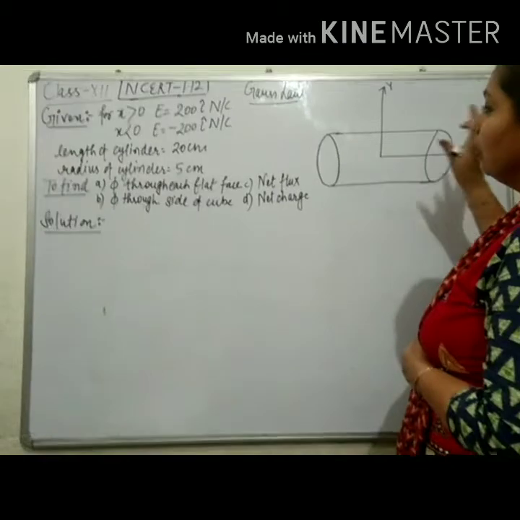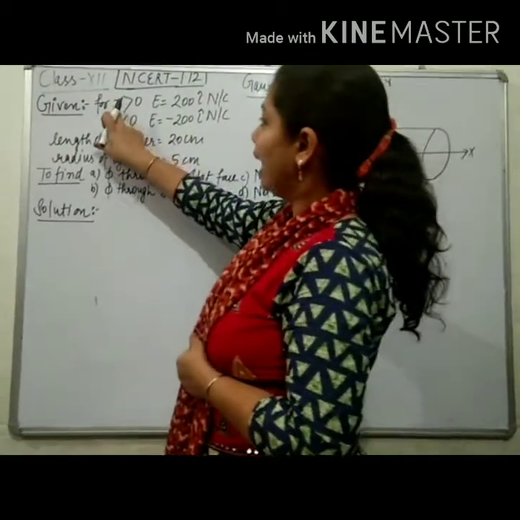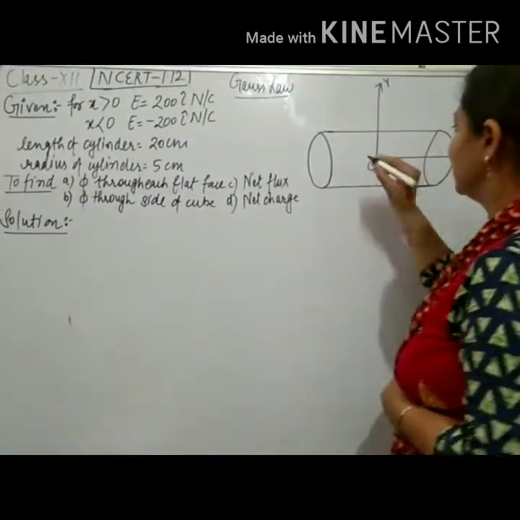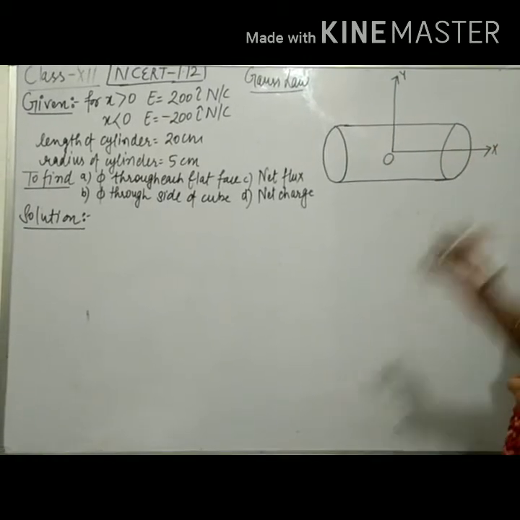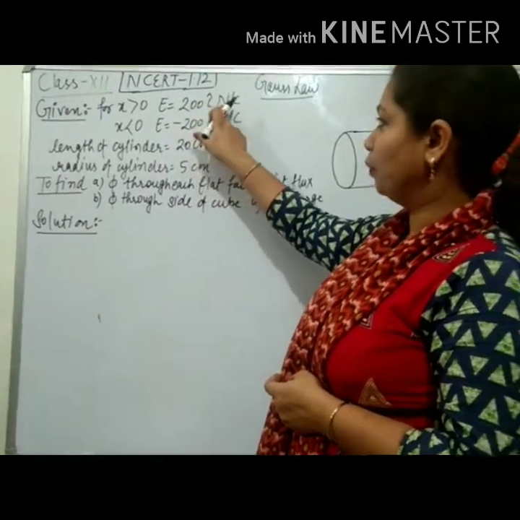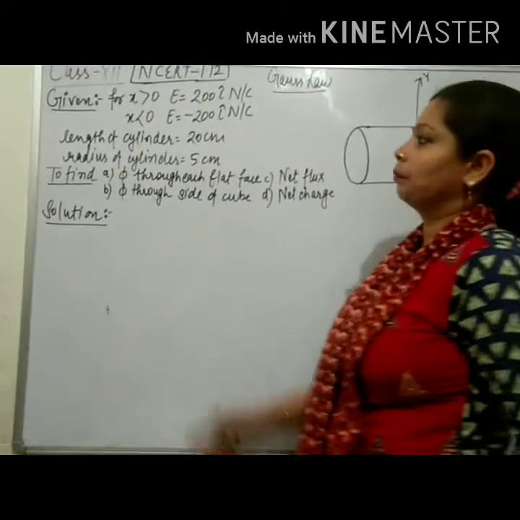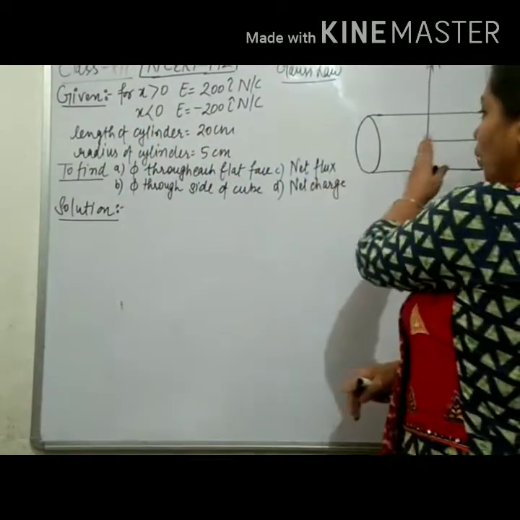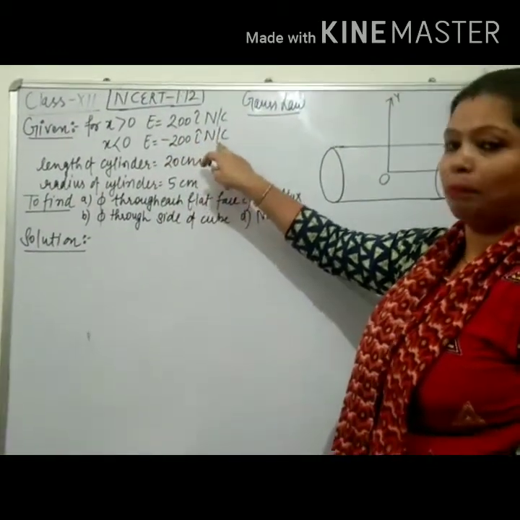A cylindrical body is given to us in which the electric field for x greater than 0, greater than 0 means from the origin, for positive x direction, is 200 I cap Newton per coulomb. But its value is not fixed. For x less than 0, meaning along left, its value is minus 200 I cap Newton per coulomb.